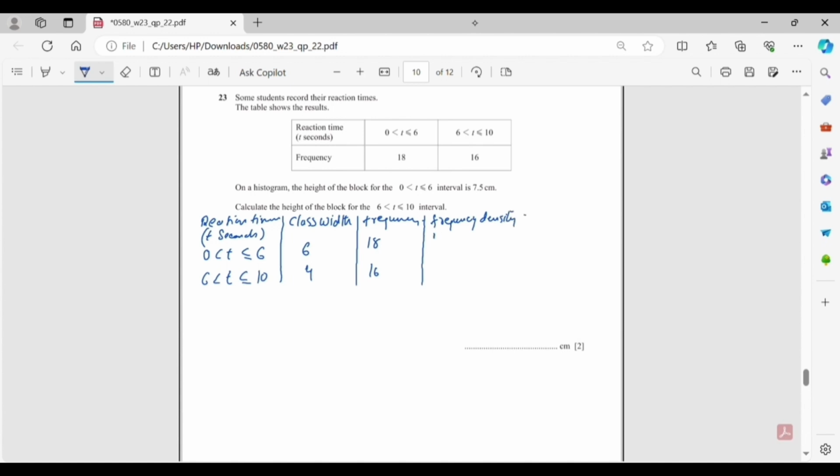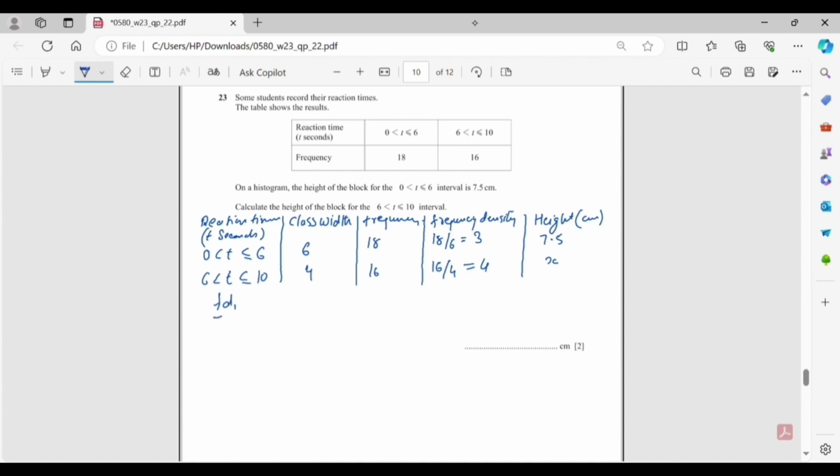Density is equal to 18 by 6, which is equal to 3. And this is 16 by 4, which is equal to 4. Height: here it is given as 7.5 centimeters. Let this be x.